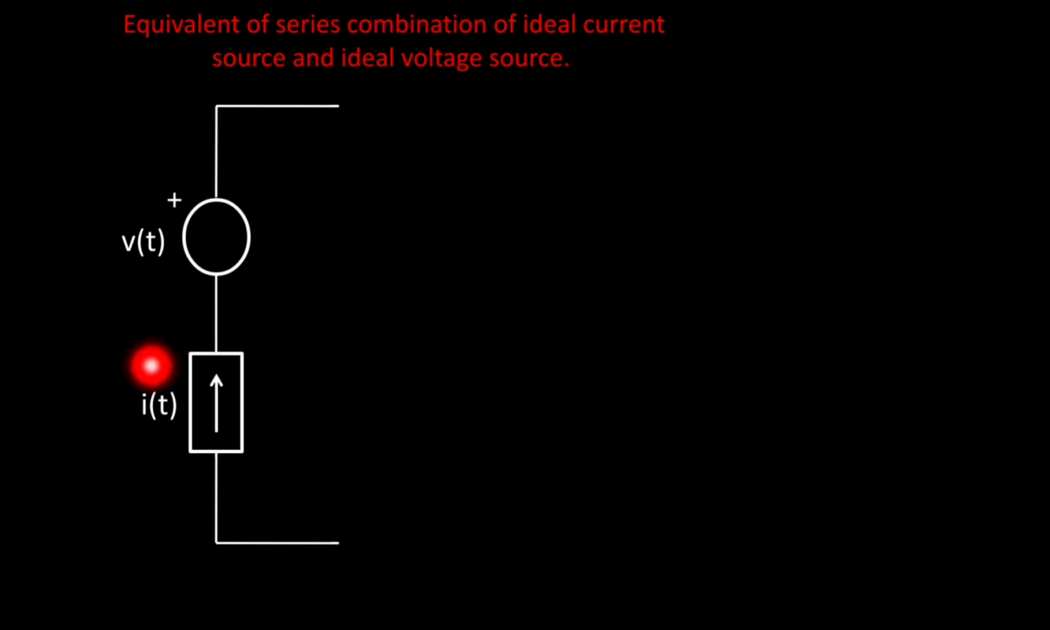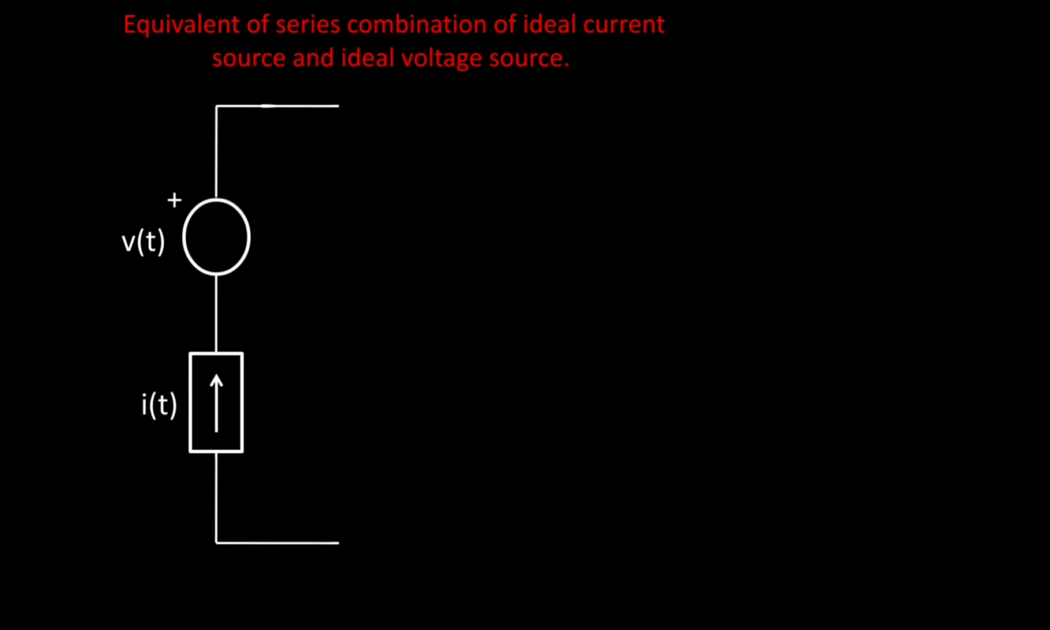Here we can see I of t, that is an ideal current source. Why are we calling it an ideal current source? Because there is no internal impedance connected in parallel with it, so the internal impedance of an ideal current source is infinite. Similarly, here an ideal voltage source is connected. Why are we calling it ideal? Because there is no internal impedance connected in series with it, which means the internal impedance of an ideal voltage source is 0. So we have two sources, a current source and a voltage source, both ideal and both connected in series. What should be its equivalent? That we will discuss.